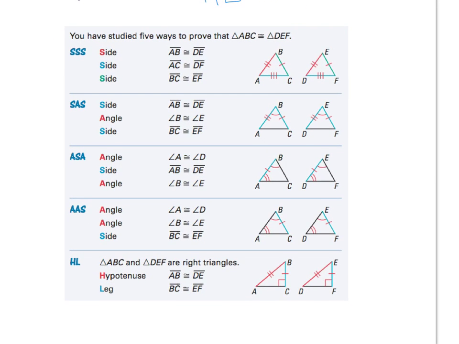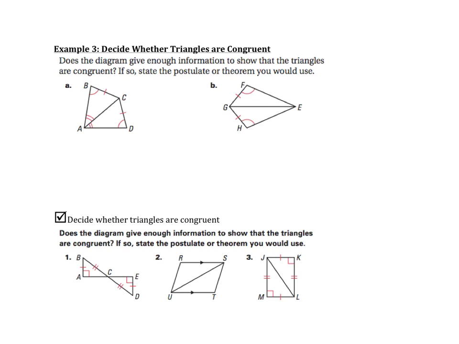Just your theorems and postulates all put together with some pictures to demonstrate. So side-side-side, side-angle-side, angle-side-angle, angle-angle-side, and HL. Then we just have some things here, deciding whether triangles are congruent. Does the diagram give enough info to show the triangles are congruent? If you look at both triangles, neither one of them is a right triangle. So not right triangles, so you can't use HL.